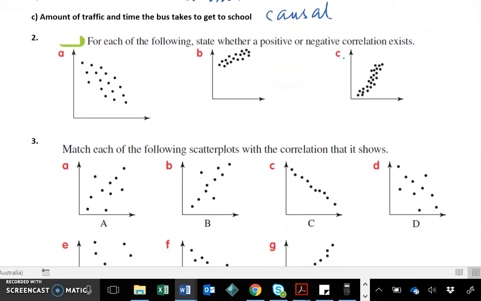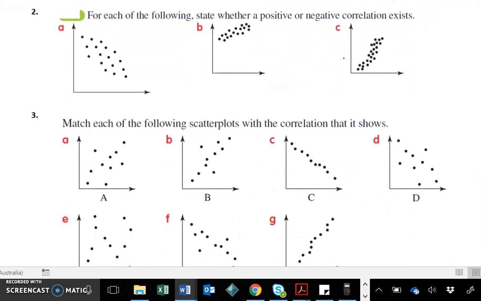Then what we're going to do is have a go at deciding whether these correlations are positive or negative. So I'm going to let you do that one. But basically, if it's leaning to the right, it's positive. If it's leaning to the left, it's negative.